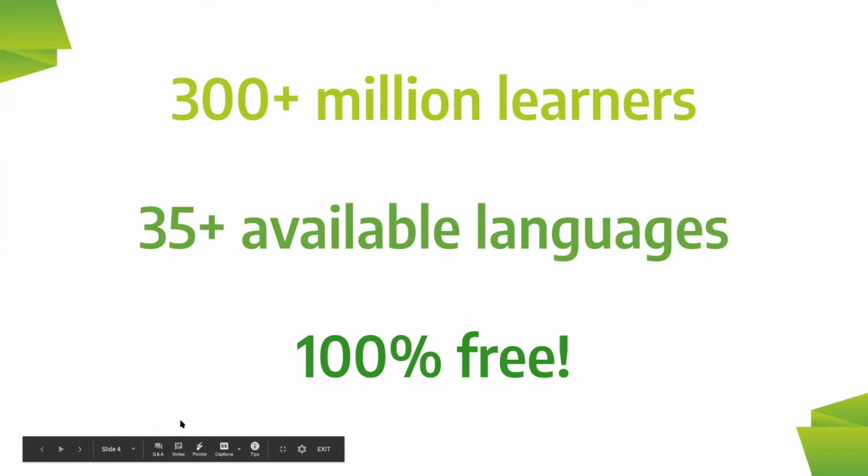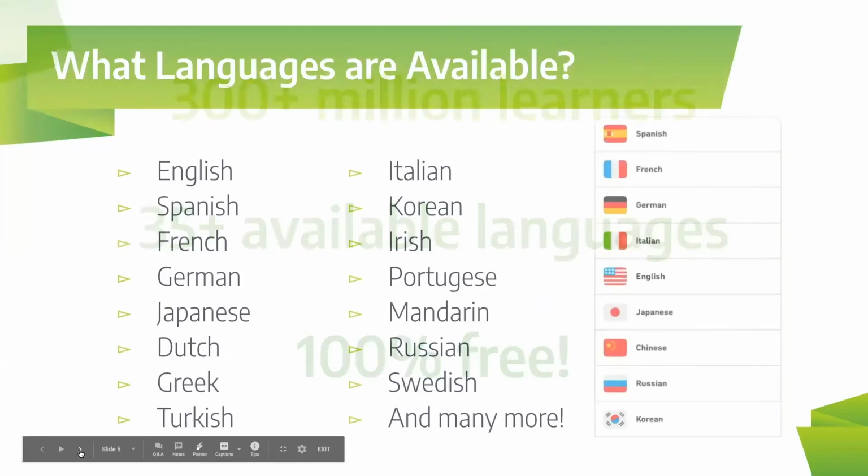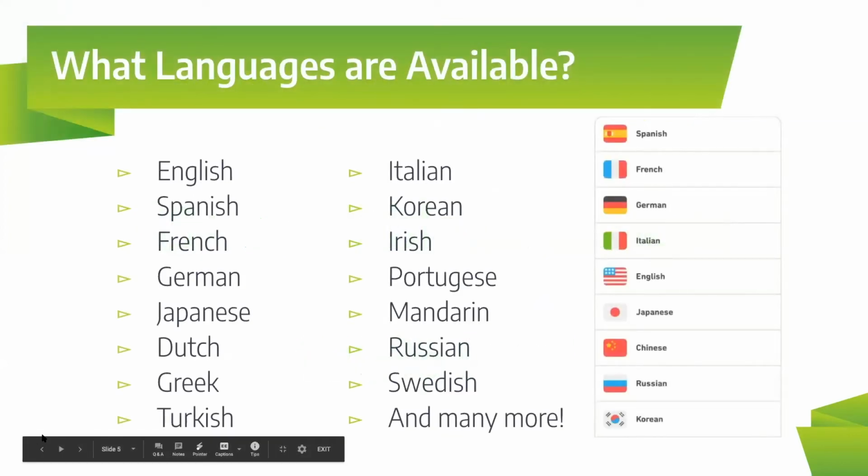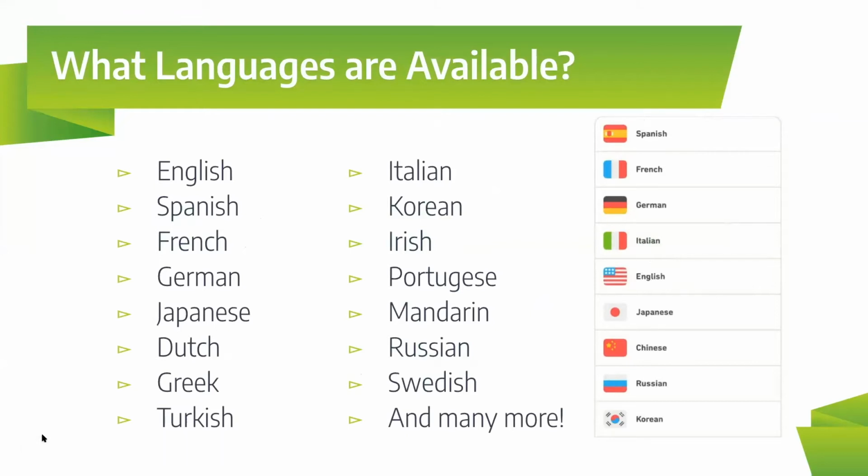So these are some things you might want to keep in mind. What languages are available on Duolingo? So as I said before, there are many languages available, and this list does not cover all of them, but these are just some of the most popular ones. So English, Spanish, French, German, Japanese, Dutch, Greek, Turkish, Italian, Korean, Irish, Portuguese, Mandarin, Russian, Swedish, and many more.